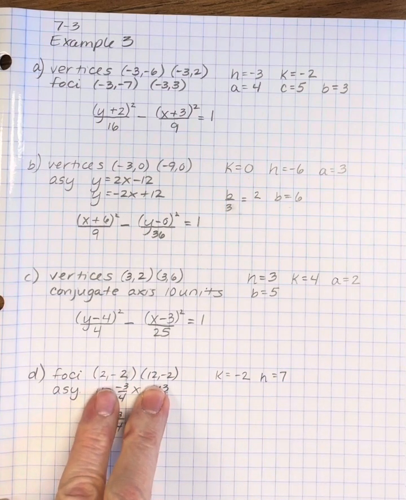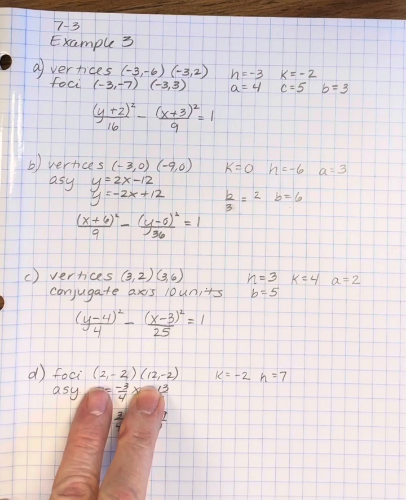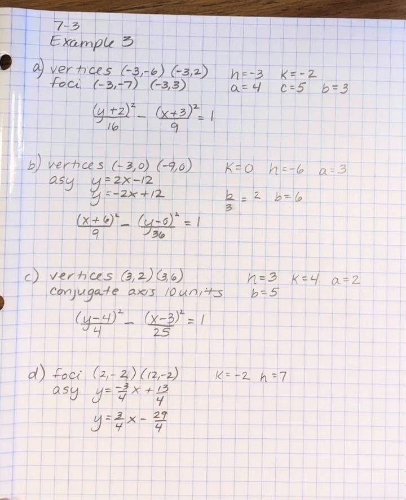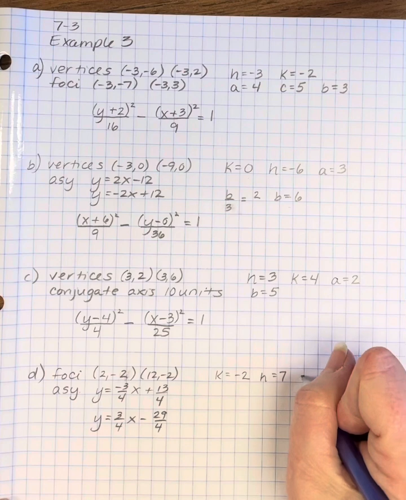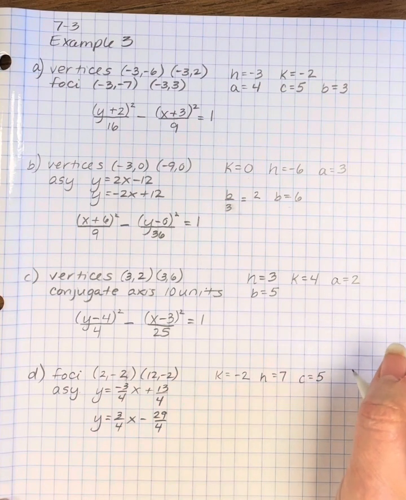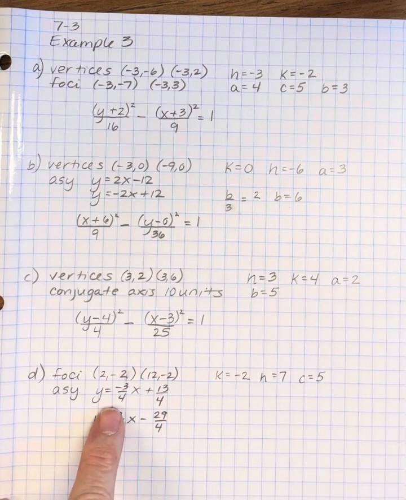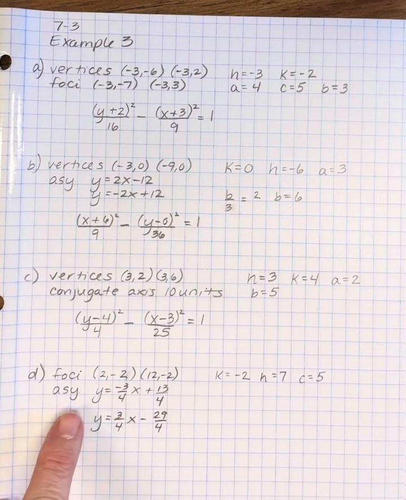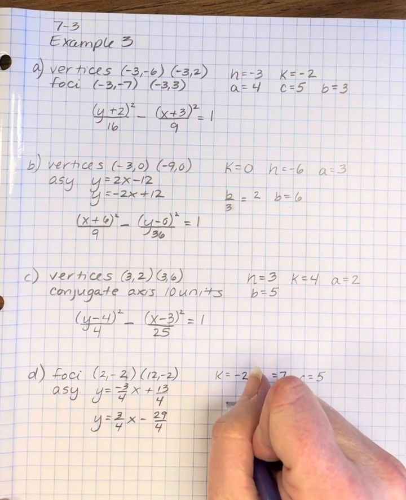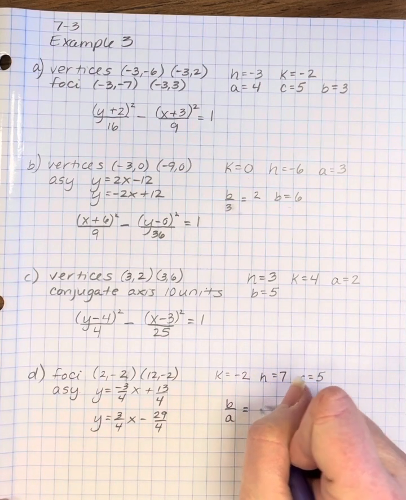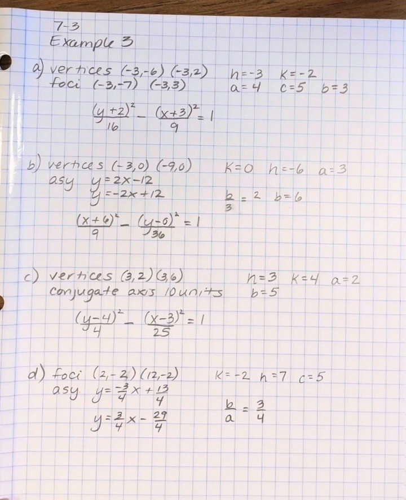The distance between the two foci is 10. So therefore my c value is 5. Asymptotes. So for this one, because this one is horizontal, it's b over a. So b over a is equal to 3 over 4. That means that b equals 3 and a equals 4.